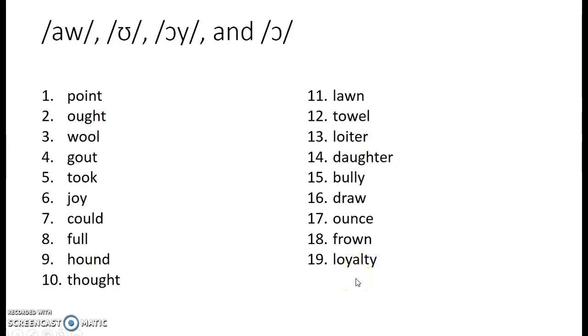Number 20, the last one, stood. Stood. All right. This is one of the double O words that have the sound. Remember the words good, stood, would, hood. There are only 4 of them, so just remember those 4 double O words have the sound.